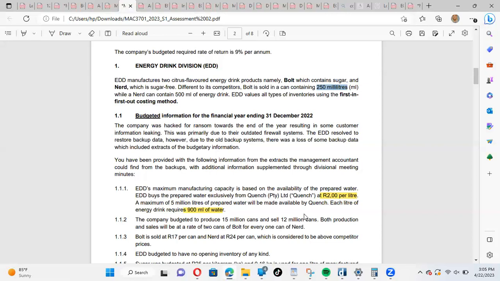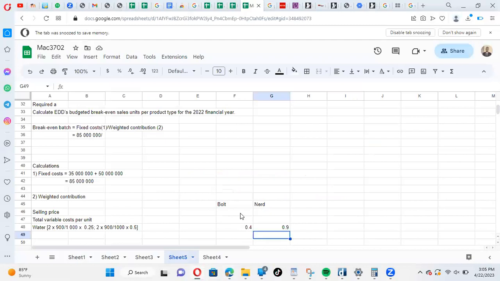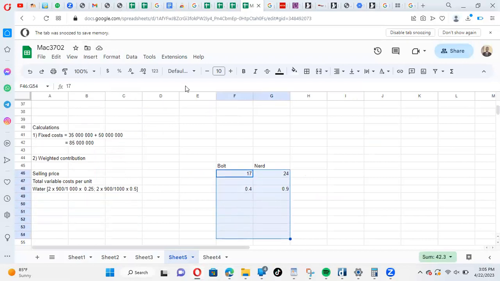The company is budgeted to produce... we don't need this because we're dealing with per unit so far. Bolt is sold at 17 per can, and that one is 24 per can. So 17 and 24, this one we just put in. Maybe let's put two decimal places.